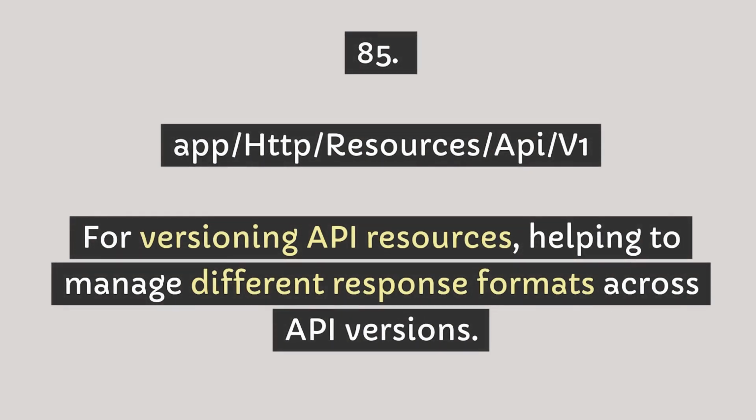85. App/Http/Resources/API/V1: for versioning API resources, helping to manage different response formats across API versions.